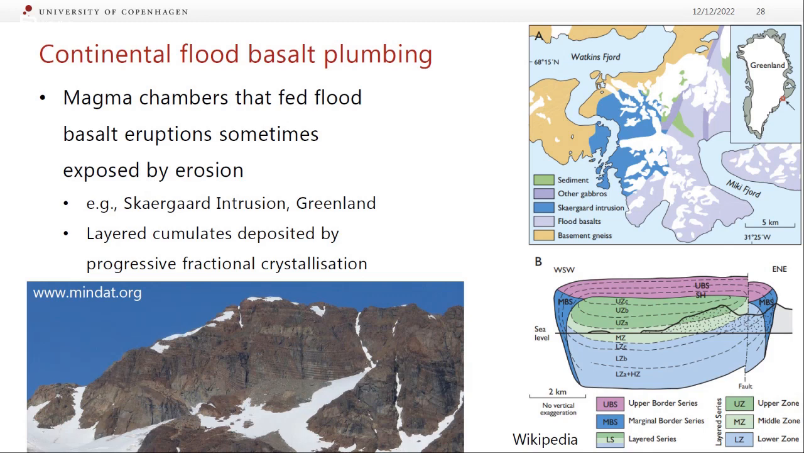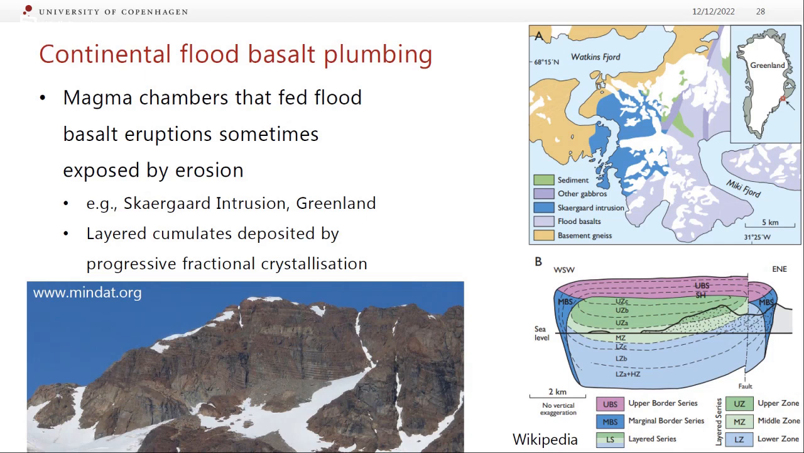So we can actually see these plumbing systems in some places, and sometimes these magma chambers are exposed by erosion. There's a really fantastic example in Greenland, and I'm bringing it up because I think we'll revisit it next week. It's called the Skaergaard intrusion. You can see this is kind of a map of where the actual different rock types are. The Skaergaard is in blue, and it's in East Greenland, so it's covered in glaciers and cut by fjords. This is a reconstruction of the different crystallization zones in it, and we'll talk more about that next week. But essentially, there's some progressive change in the composition of the cumulates as we go up.